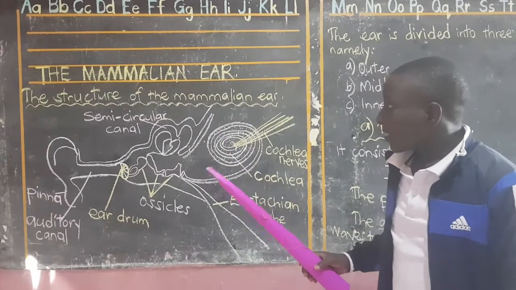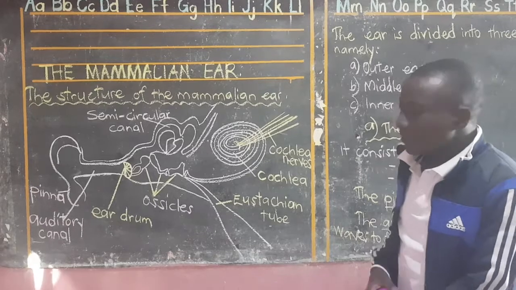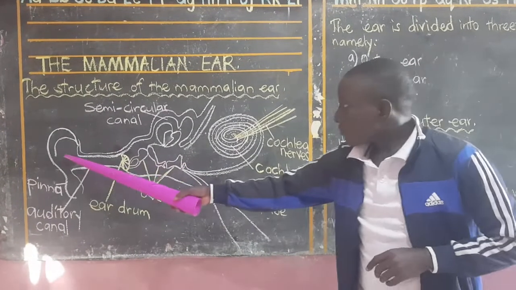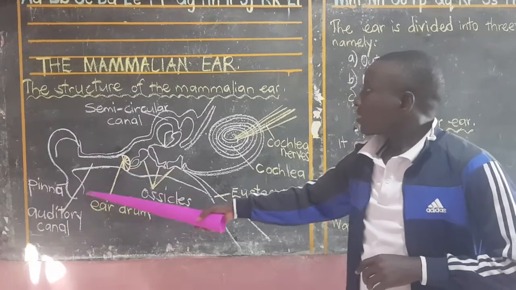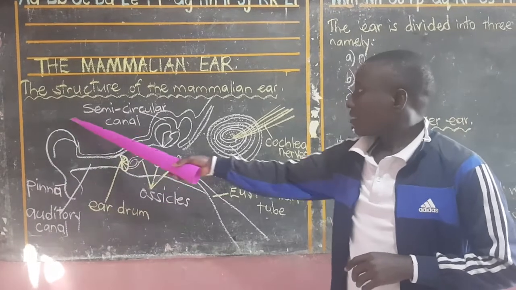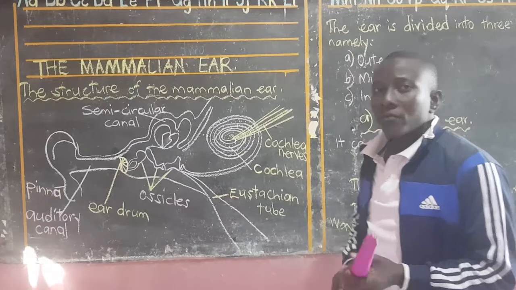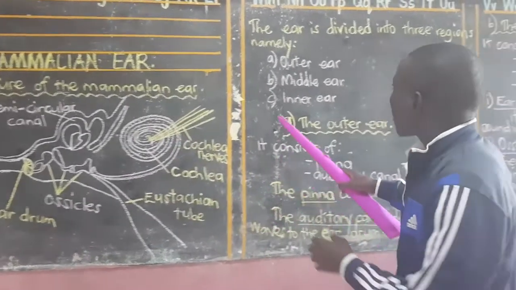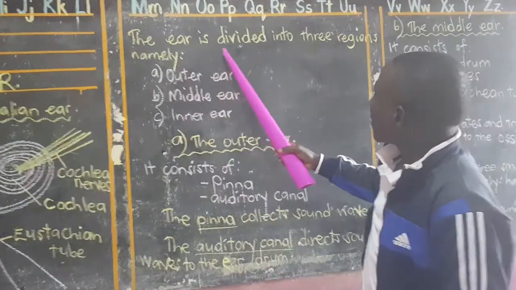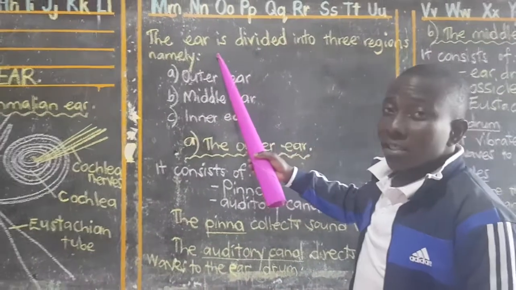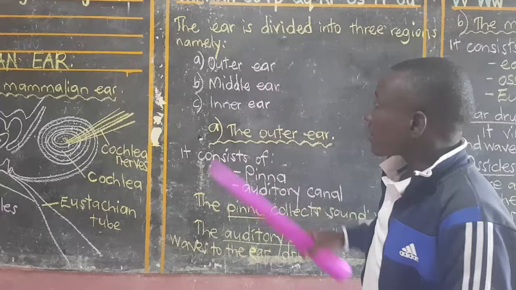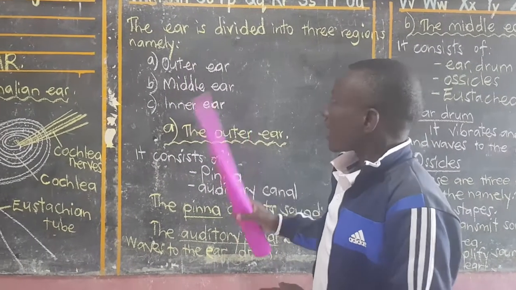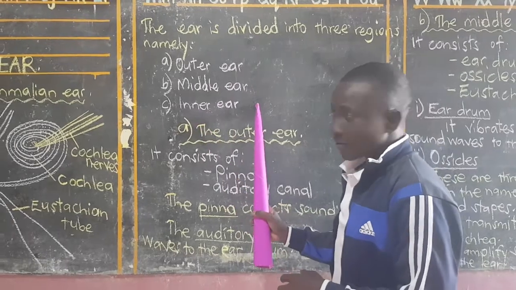I want us to look at one part by one. This one is the pinna. Before we even look at that, before I even explain each part, I told you that the ear is divided into three regions, namely the outer ear, the middle ear, and the inner ear. Outer, middle, and inner.